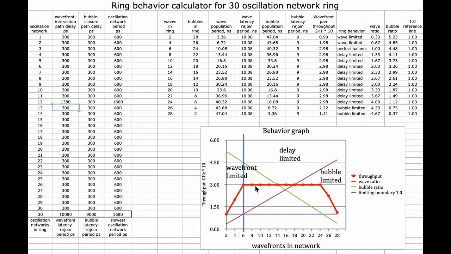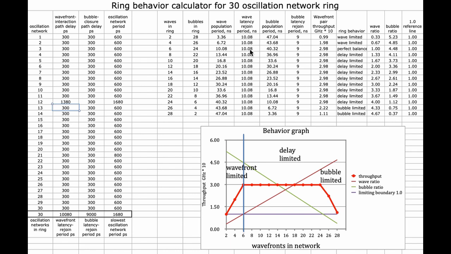And then as we add wavefront pairs after that, the throughput does not increase, but each new wavefront pair increases the transition behavior in the ring, increases the energy cost, if you like. So this corner of the delay plateau is an optimal behavior point for the ring, right? So we get the optimal throughput for the minimal energy cost.